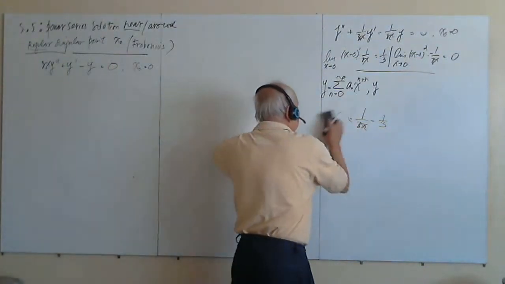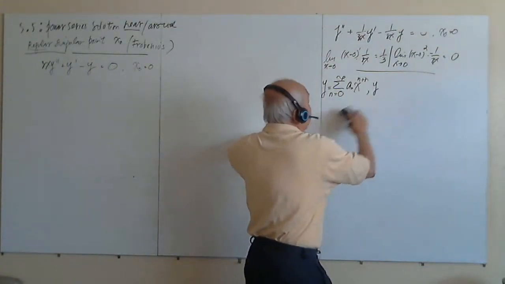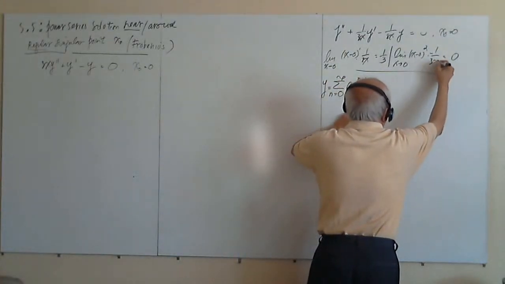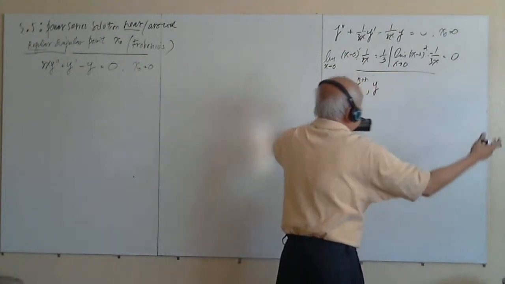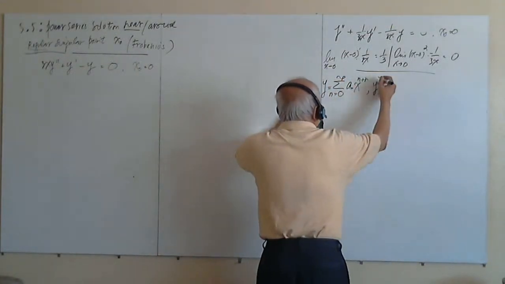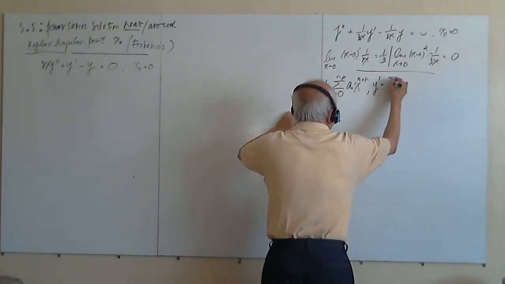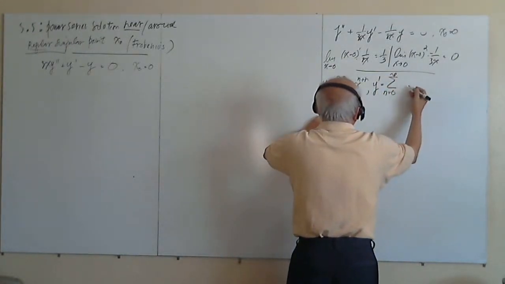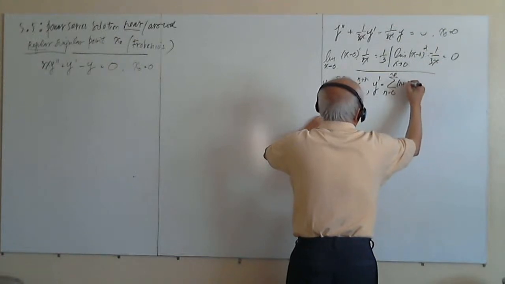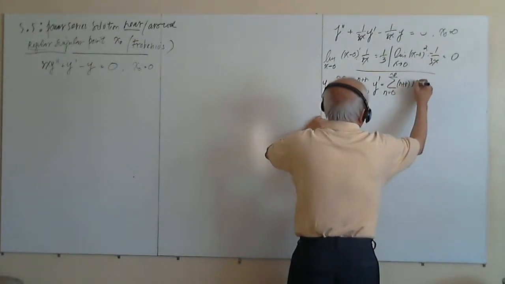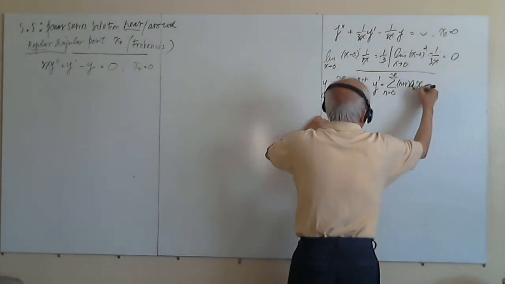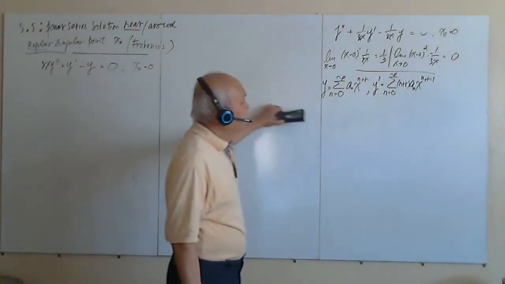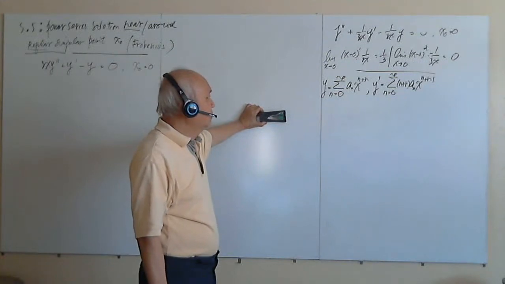Okay, and this one, of course, is negative 1 over 3x, right? It's going to be equal to 0. Negative 0 is 0. And then the single prime is going to be equal to the sum, n equal to 0 to infinity, of (n plus r) a sub n x to the n plus r minus 1. Right, that is the first prime.